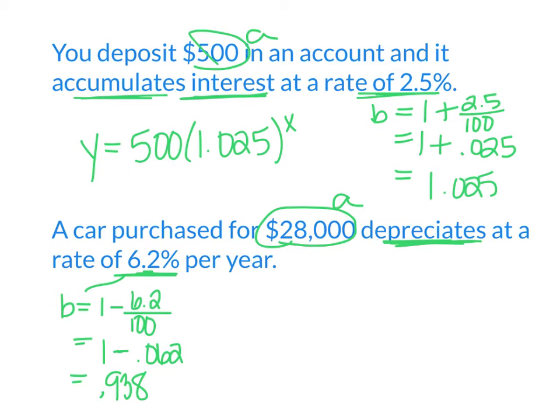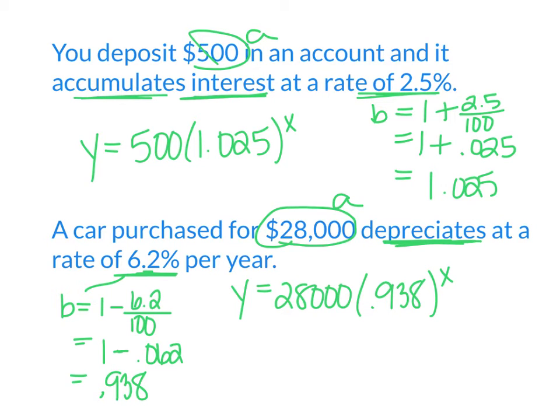So then again, I can write out my function. So then I have the 28,000 times 0.938 to the x would model the depreciation of this car, and it actually told us this time per year. So I could plug in a 5, a 10, or whatever to find out how much this car would be worth in x number of years.